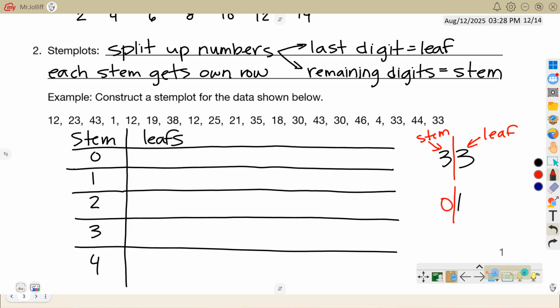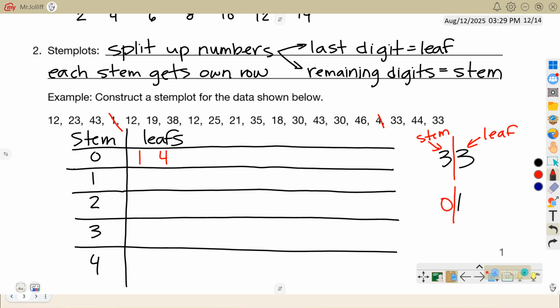So smallest number in my list is a 1. That has a stem of 0. That goes here. I should do that in black, but I'm not going to because I already started in red. Next smallest number is a 4. Also has a stem of 0. That goes here.